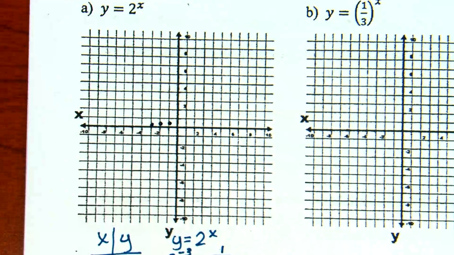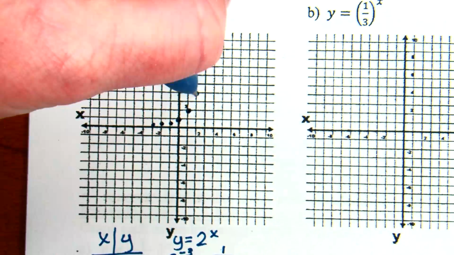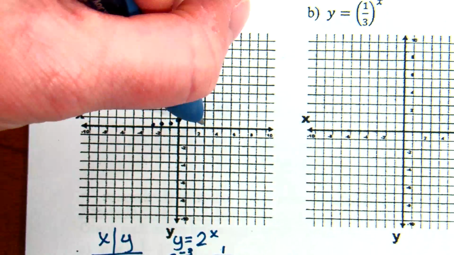Left to right, 0, up 1. 1, 2. Right 1, up 2. 2, 4. Right 2, up 4. And 3, 8. Right 3, up 8.